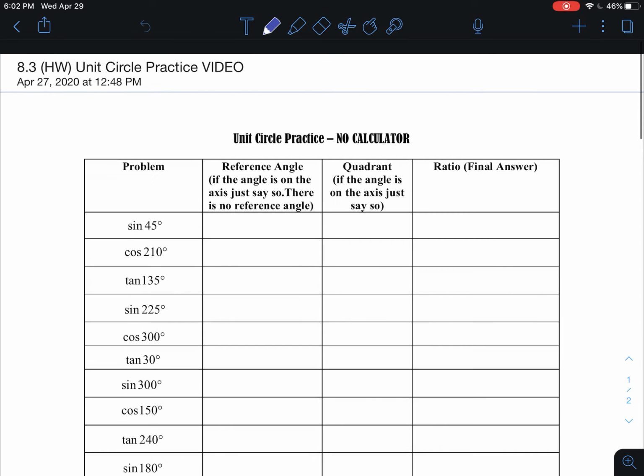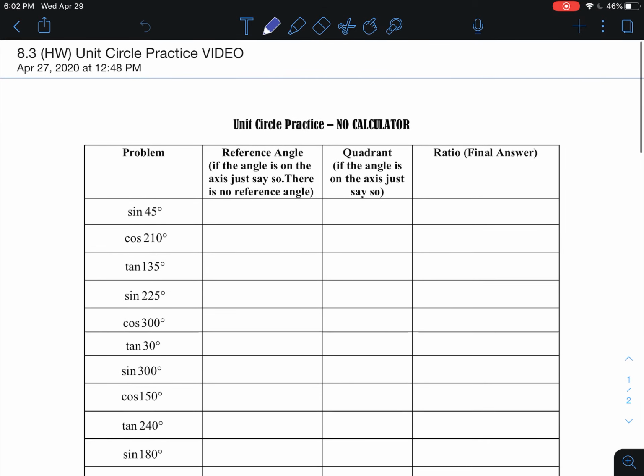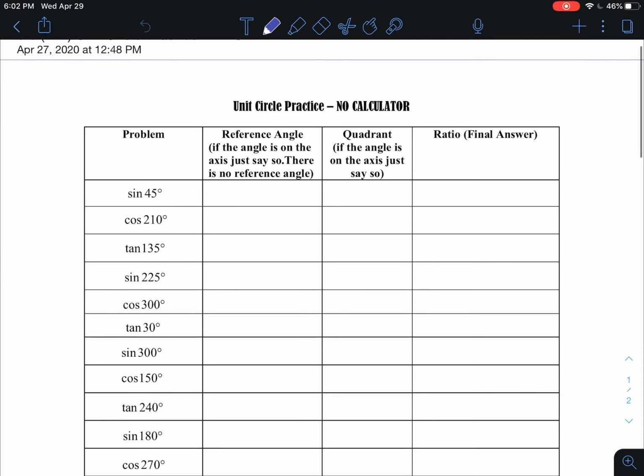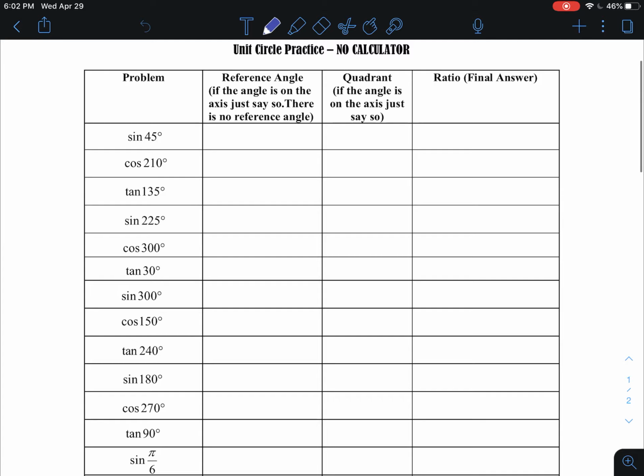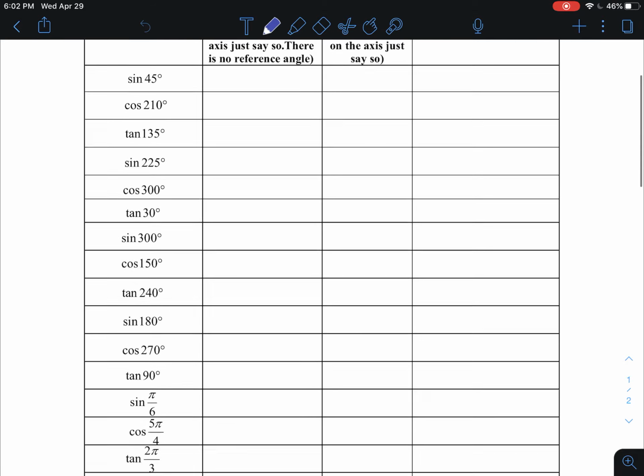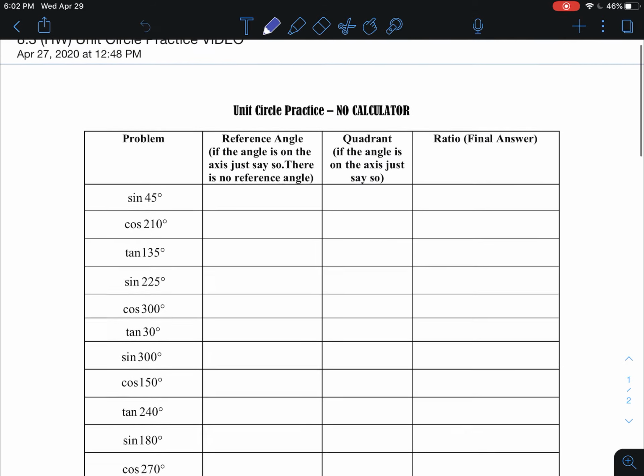Alright guys, I know there's been a lot of videos recently, but this one is not necessarily one you need to watch. I just wanted to show you how to fill out this chart if it looks super confusing. This is basically just a bunch of practice problems for you to practice finding the sine, cosine, tangent of all of these different angle measures.